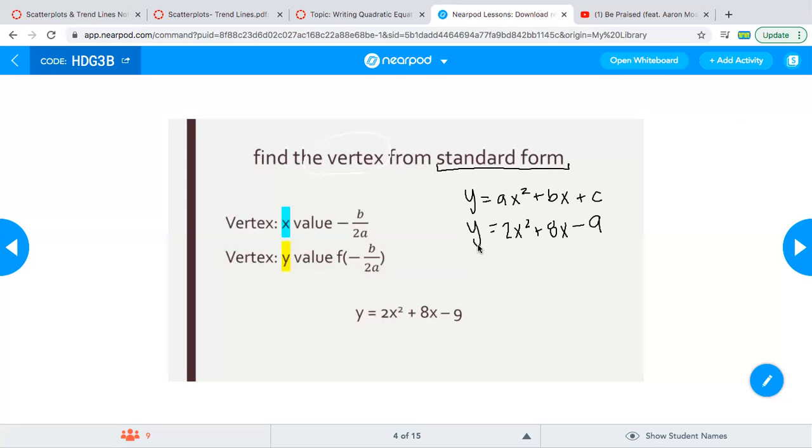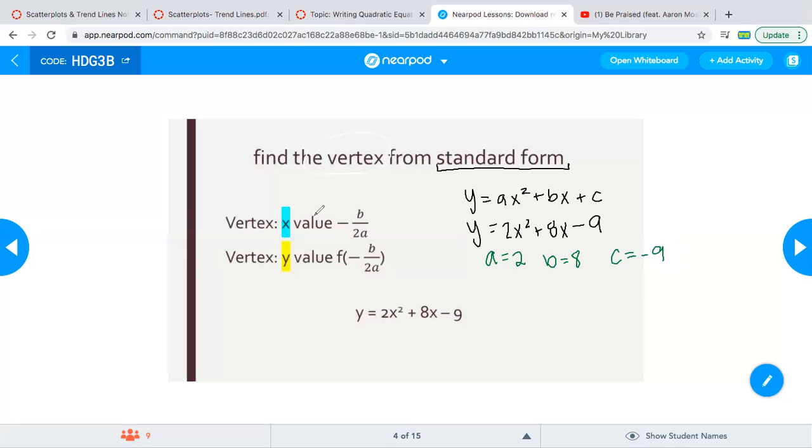So let's look at this example, y equals 2x squared plus 8x minus 9. What is the a value? 2. What is b? 8. And what is c? Negative 9. Okay, now that we've identified our a, b, and c, let's go ahead and find our vertex.